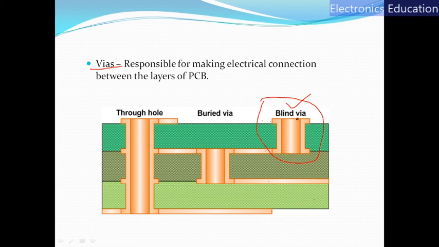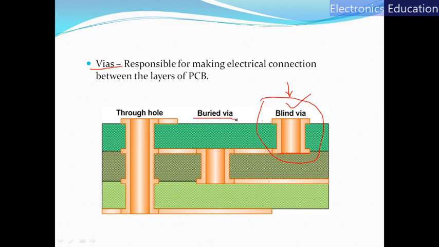Now why is this via called blind via? Because this is a physical hole basically, but if you observe, this particular hole is terminated at this particular point. Means what? If we see this particular via from this point, you will see there is a blind spot within this via. So this is called blind via.